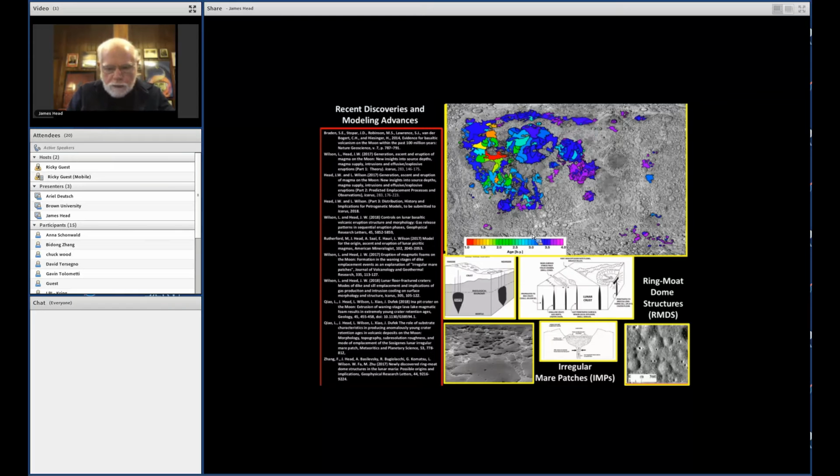And you can see in the bottom the irregular mare patches and ring moat dome structures, which, as we evolve our thinking, are continuing to challenge us in terms of, well, how the heck did that happen? And is volcanism still going on at the surface of the moon? So let me walk you through our current understanding and what some of the challenges are for the future exploration of the moon.